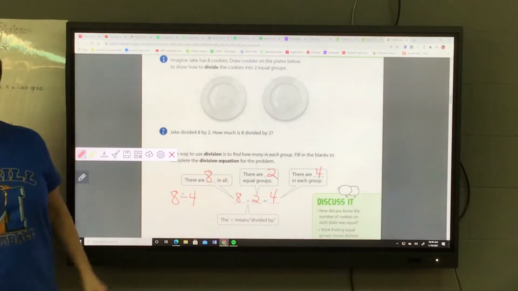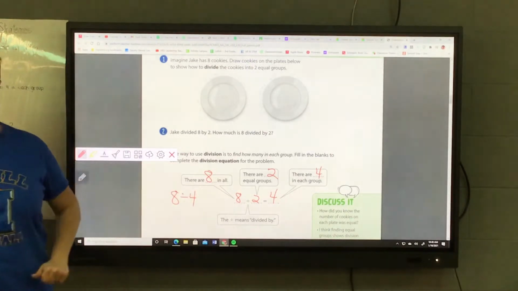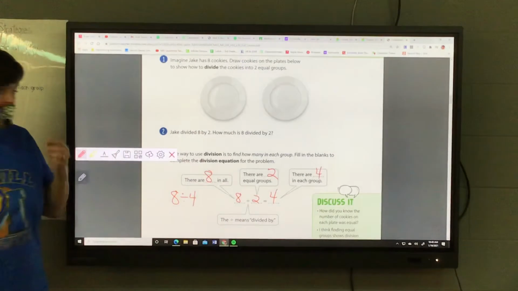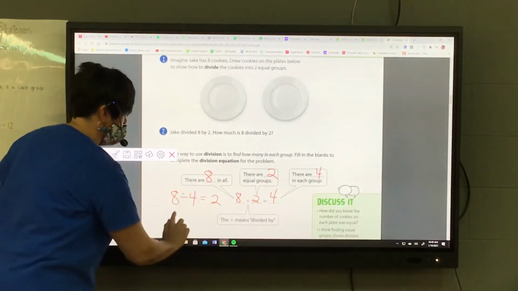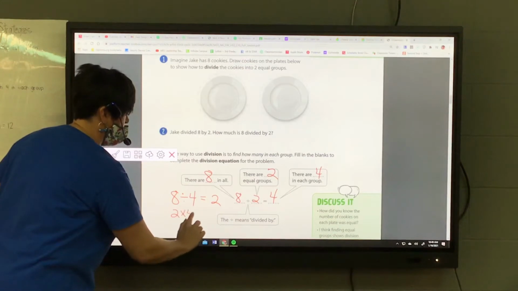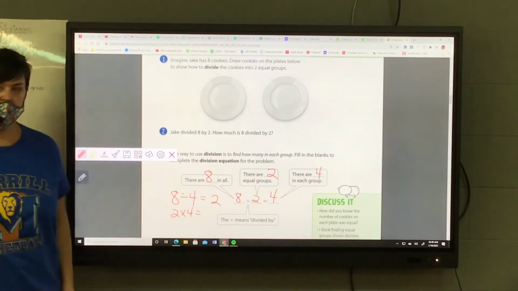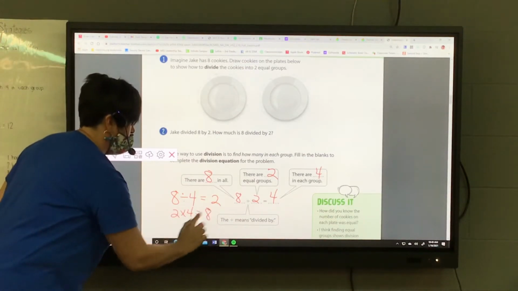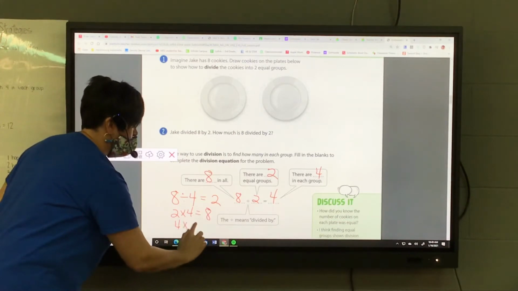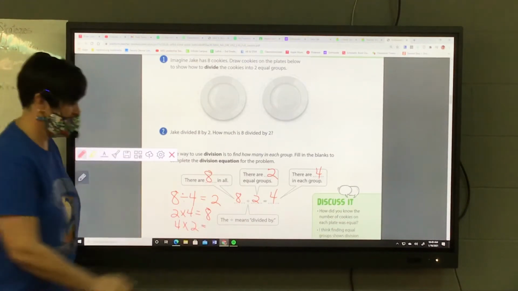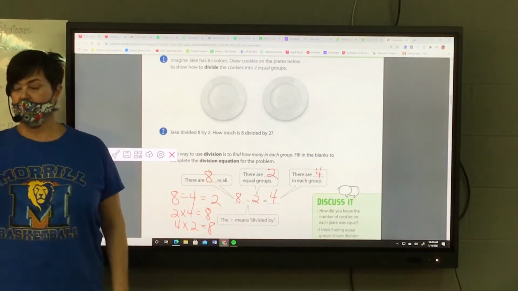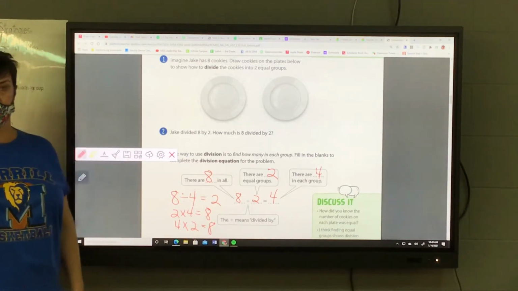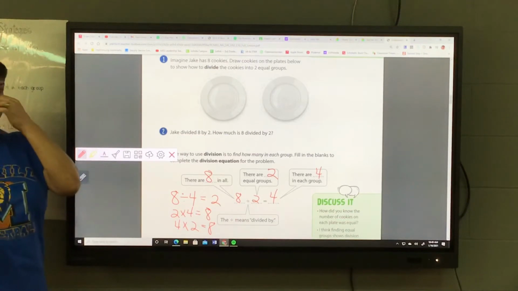What would 8 divided by 4 equal? 2. Because 2 times 4 equals 8, and 4 times 2 equals 8. Do you see the fact family? In a fact family, there's 4 different equations that can be written.